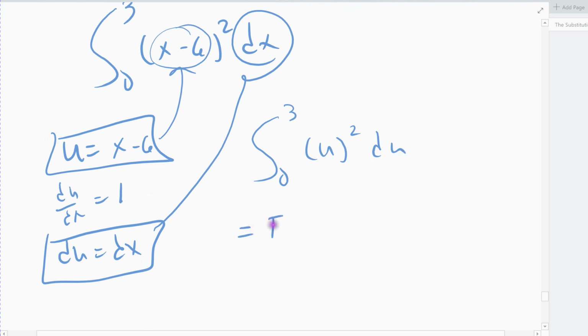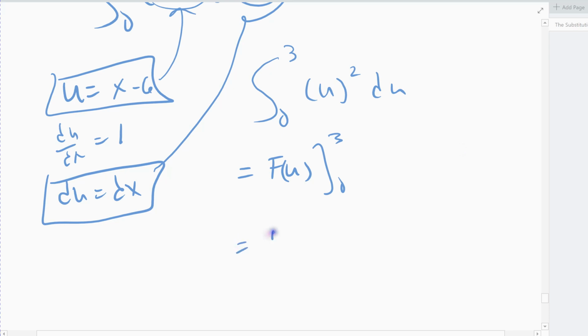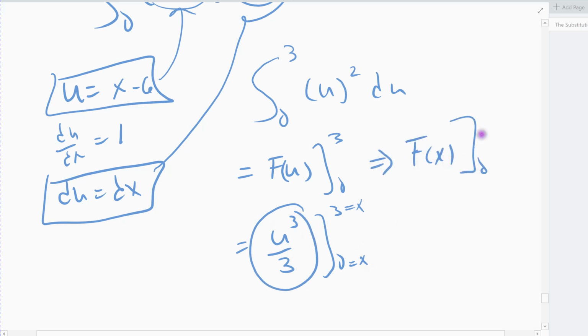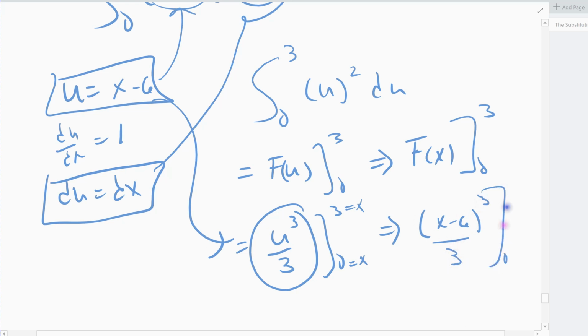My general antiderivative would, again, I'm just finding f of u right now. Which would be, in this case, u cubed divided by 3. But I can't plug my 0 and my 3 yet. 0 and 3, remember, are x terms, right? This is an x term, this is an x term. And so I have to go back to the f sub x in order to plug my 0 and my 3 in. And so before I can plug my 0 and my 3 in, I've got to go back and replace it with the x minus 6. And so this really is x minus 6 cubed divided by 3 from 0 to 3.